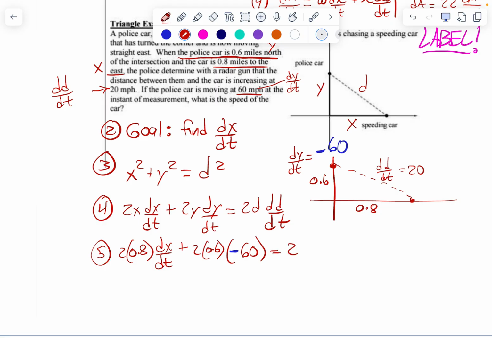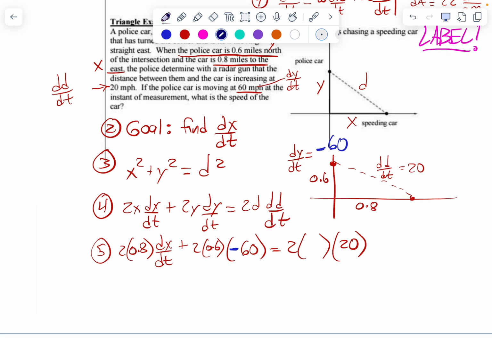Wait a minute. We don't have a distance. That's what Devin just said out loud. Yes, you did. What do we do? Can't we just do the Pythagorean theorem to find the current distance at the moment, right?